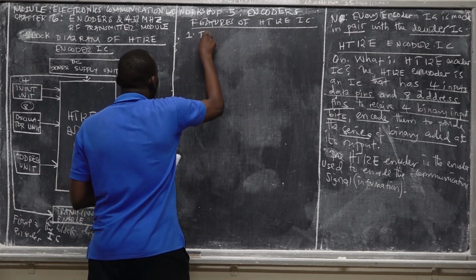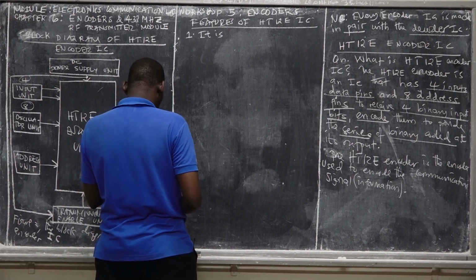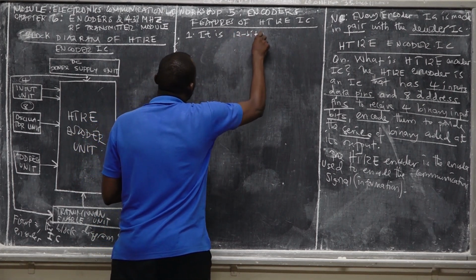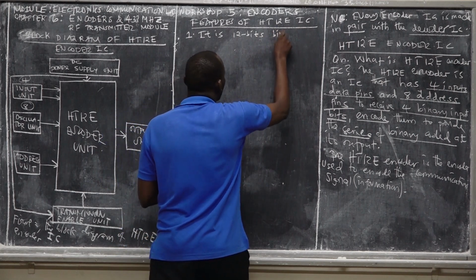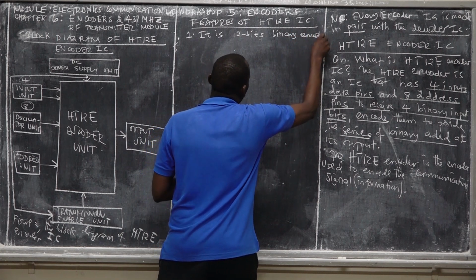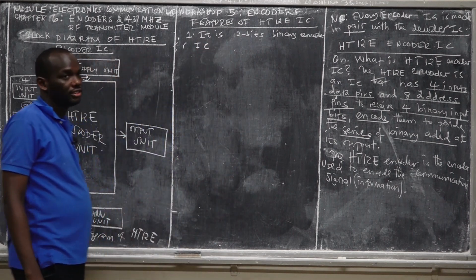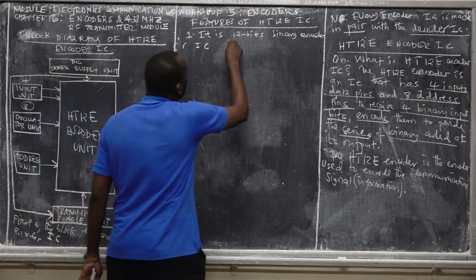So the first feature is very important in digital electronics. We say that the HT12E IC is a 12 bits binary encoder integrated circuit. How many bits? Say 12 bits. So this is a 12 bits binary encoder.